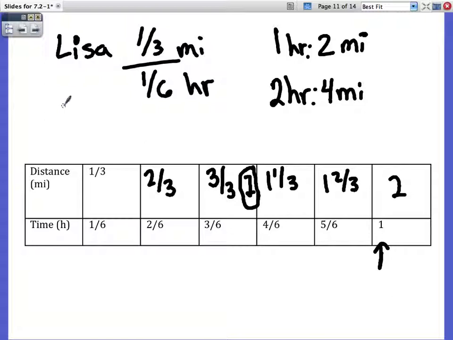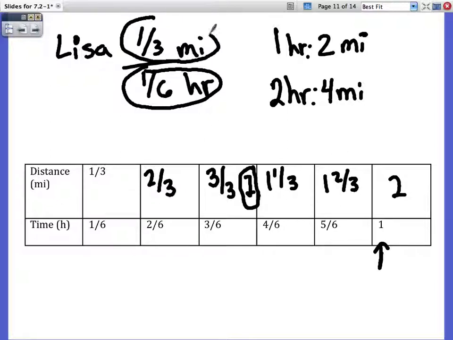And if you're struggling with this, focus on these 2 things. First, make sure that the denominator, or the bottom portion of your table, matches the bottom portion of your rate. And make sure the numerator spot, or the top part in your table, matches the increments in the top part of your rate, or it matches the distance, and the time matches the time.